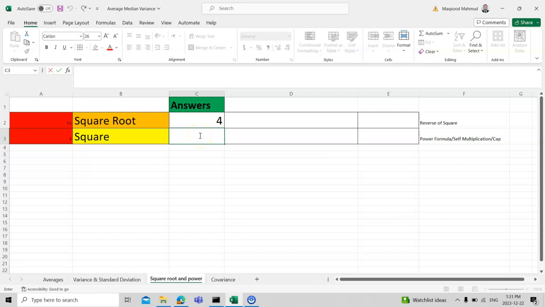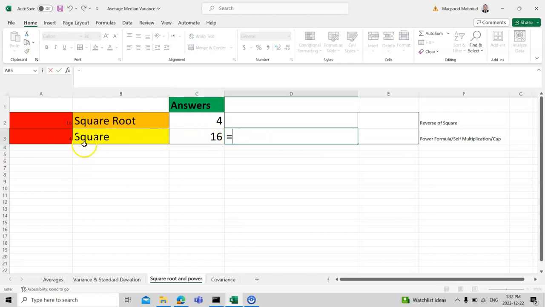So let's try the power formula first. I write POWER, right? In this one you need to provide two arguments: the number you want to find the power of, 4, comma, the square. If you want to find the cube, you can put 3. If you want to find the fourth power, you can put 4, but for now I just want to put 2 and that's it. So I found the square.